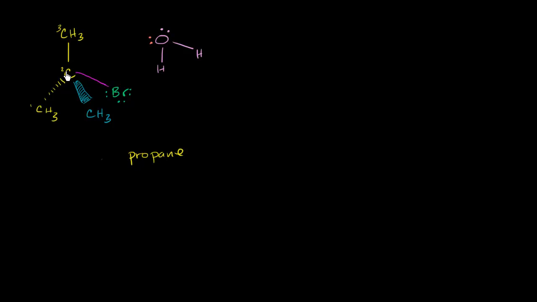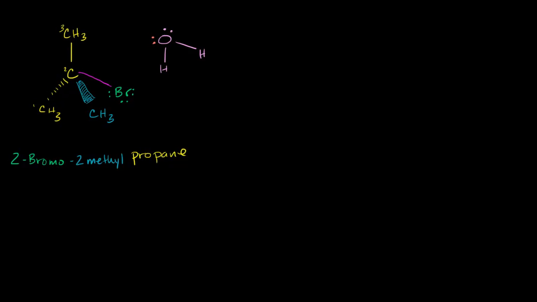And then on the number 2 carbon, I have both a methyl group and a bromo group. And bromo comes before methyl in alphabetical order, so I could write this as 2-bromo, 2-methyl propane. So that's this molecule that we have right over here.